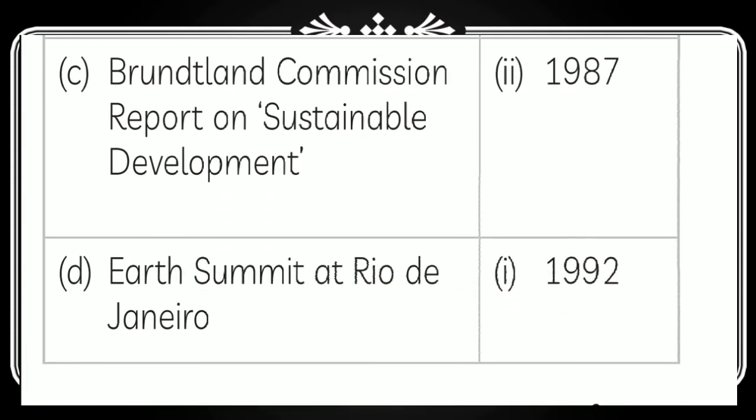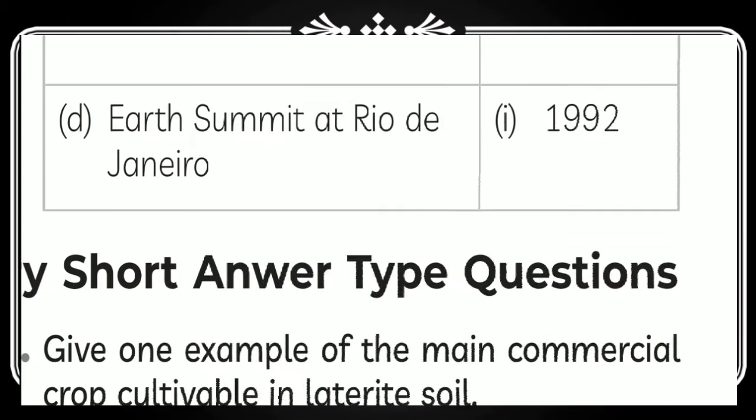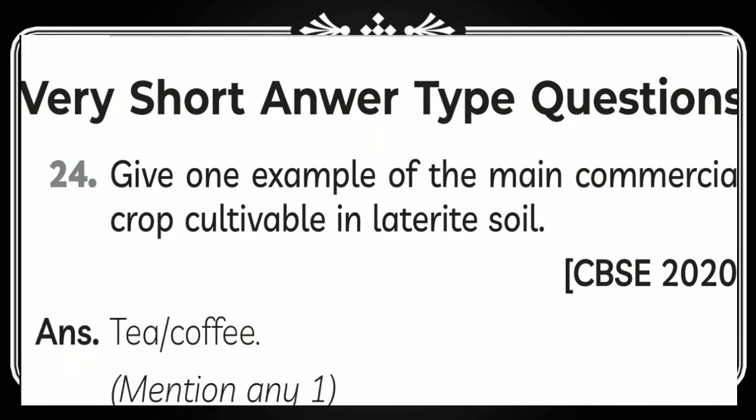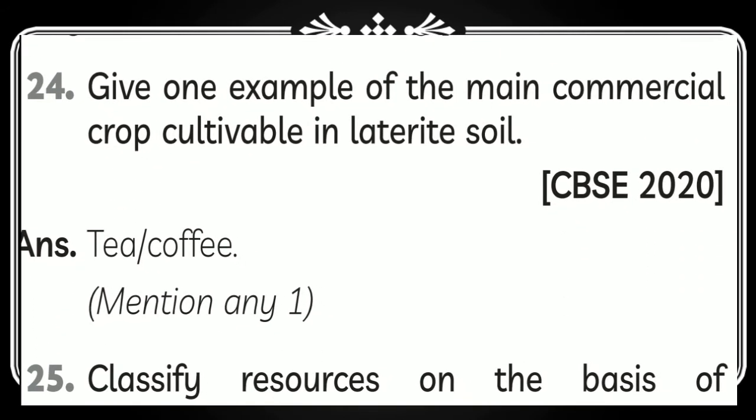Now the next question is Brundtland Commission Report on Sustainable Development 1987. Earth Summit Rio de Janeiro 1992. Now the time for very short answer type questions. The first question is give one example of the main commercial crop cultivable in laterite soil. The answer will be tea and coffee.